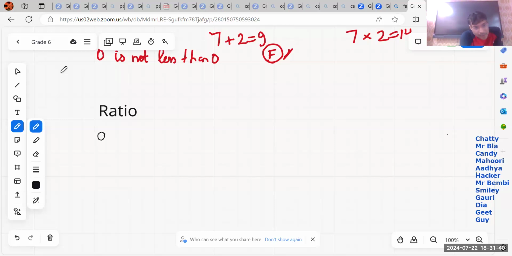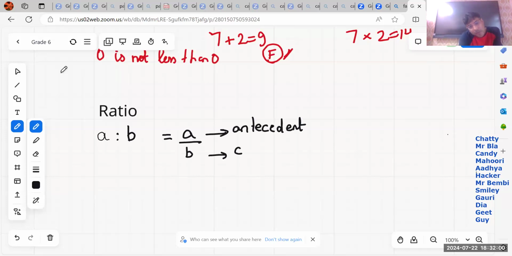If you write something in the ratio form like this, A is to B, we call it A is to B, or it can be written as A upon B also. So the first one, the top term, is called antecedent. Please note, guys, antecedent. And the bottom one is called consequent.